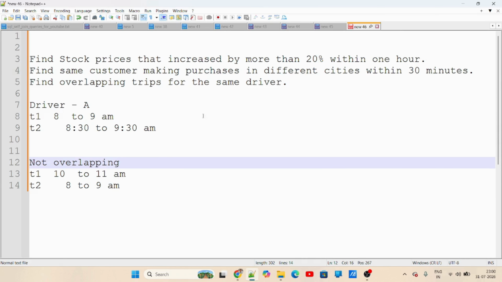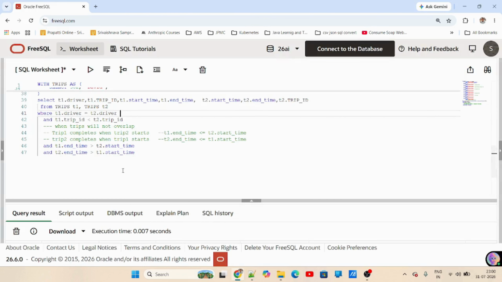This is a bit complex, actually. You will have to go through this once again to understand it.